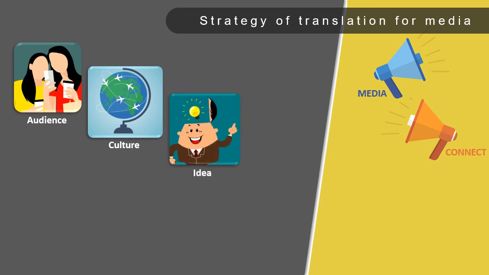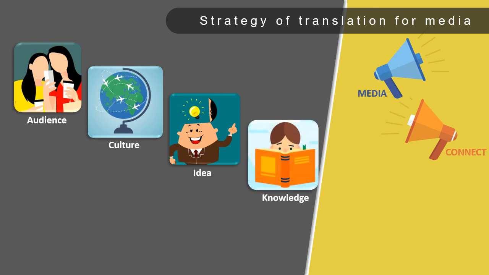Then another strategy can be around idea, so that a clean, clear, and crisp idea is delivered. The next strategy that a media person can adopt is to have a wide knowledge base and familiarity with tools like glossary, encyclopedia, etc. to produce a very effective target text. Another strategy that can be applied is the style, so that the writing or the translation is very attractive and very readable.